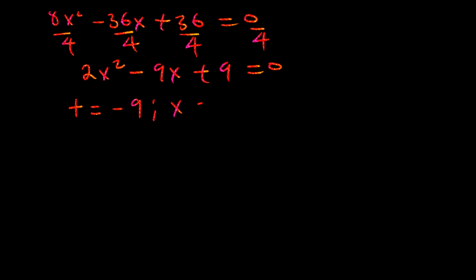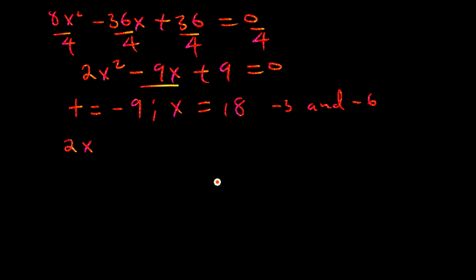and their product is the same as A times C, that is 2 times 9, which is 18. And you'll find that these two numbers are negative 3 and negative 6. You add the two, you get negative 9. You multiply the two, you get positive 18. So now we split B into these two respective numbers.